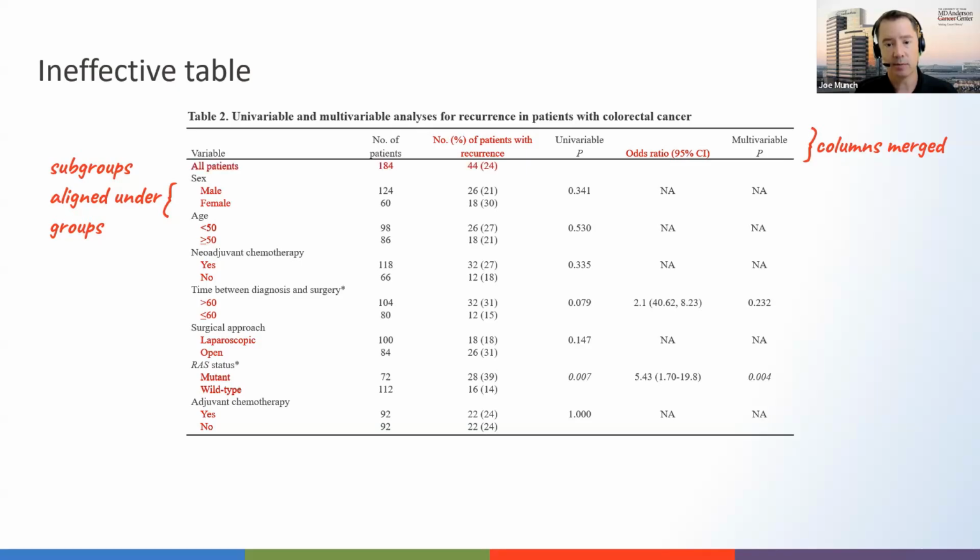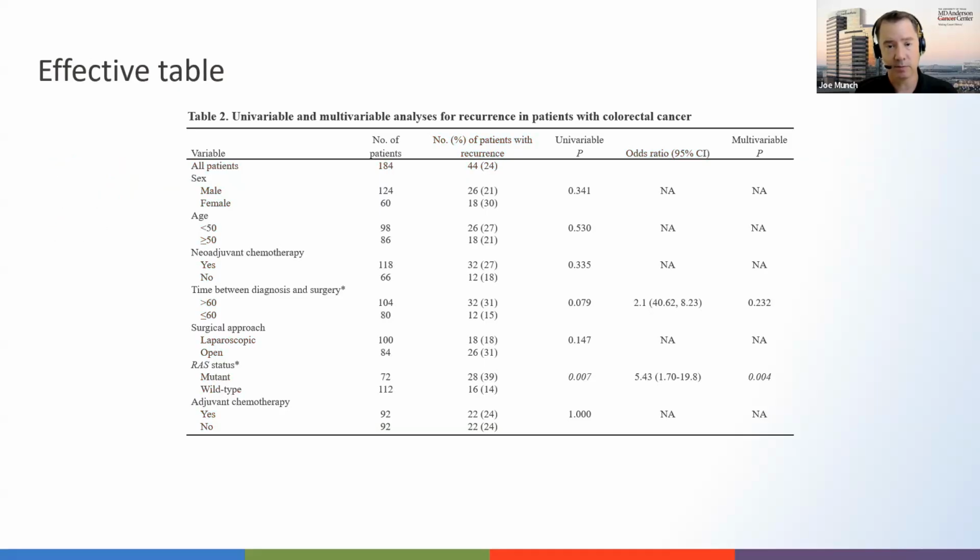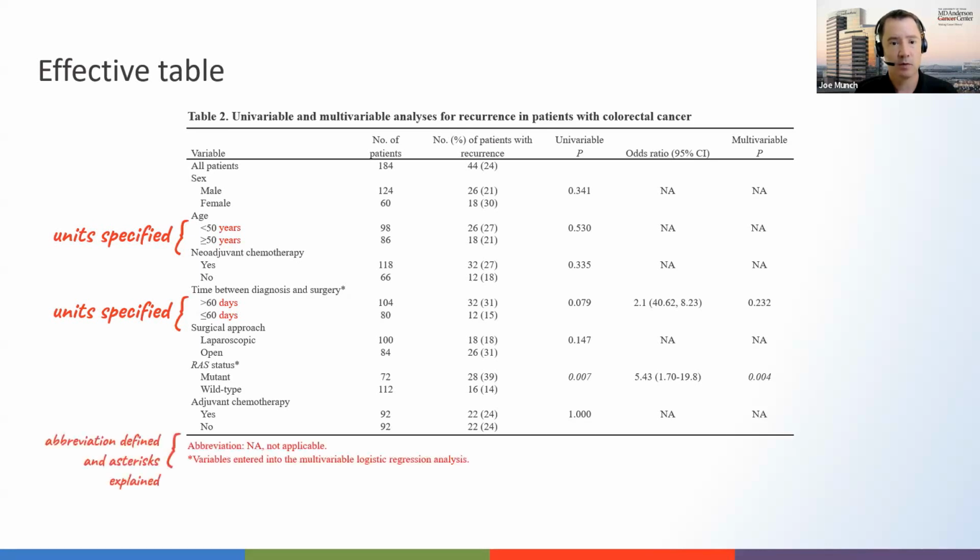We have also added a new row at the beginning of the table, all patients. The information in this row provides some useful context in which to interpret the other information in the table. In this revised version of the same table, we have specified the units in the age and time categories, years and days, respectively. We've also defined the abbreviation NA, which means not applicable, and added a footnote to explain what the asterisks in the row headings mean. This additional information further clarifies the information in the table.